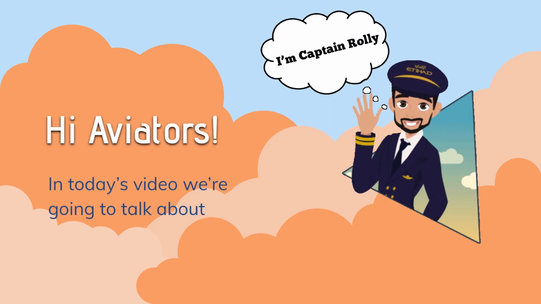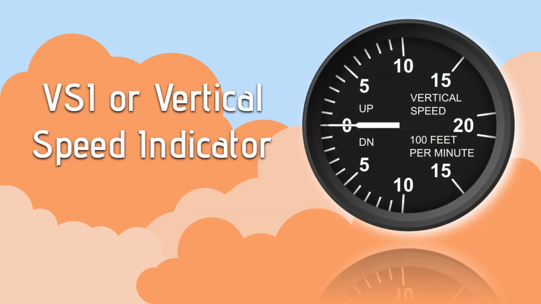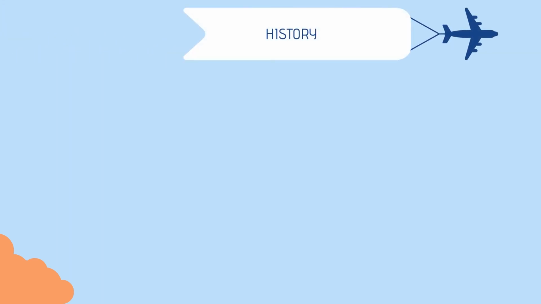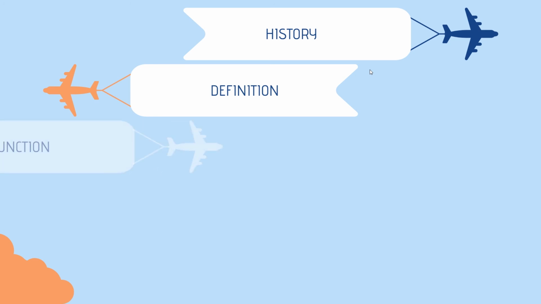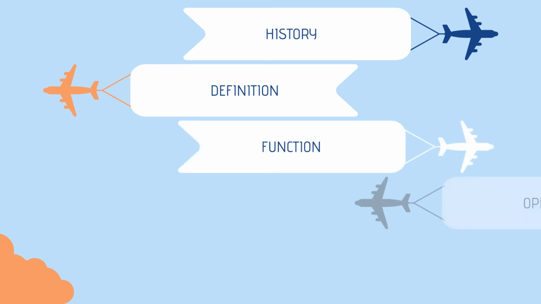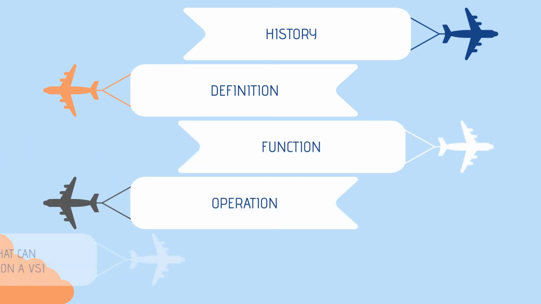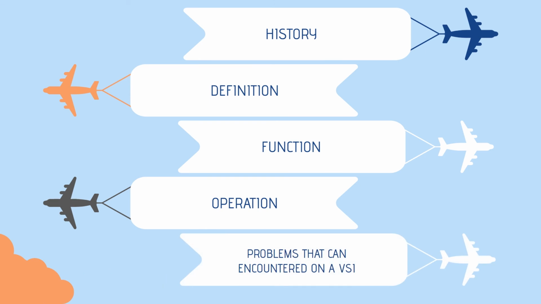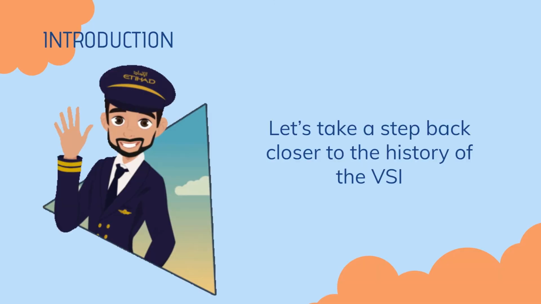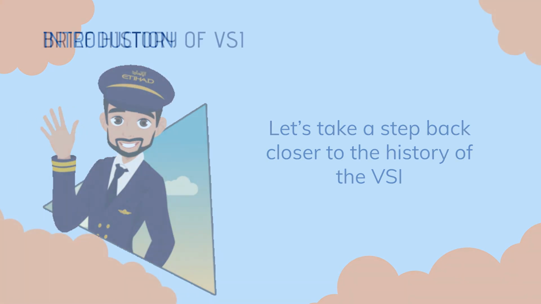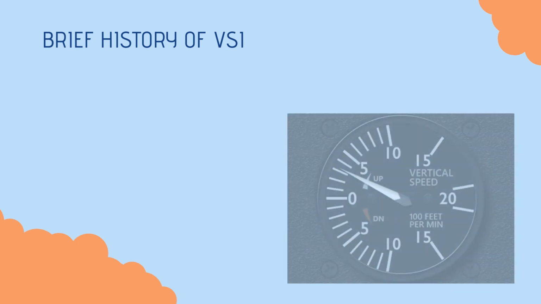In today's video, we're going to talk about VSI or Vertical Speed Indicator. To be specific, we are going to discuss its history, definition, function, operation, and the problems that can be encountered on Vertical Speed Indicator. Many of you are thinking where the VSI came from. Let's take a step back closer to the history of the VSI.